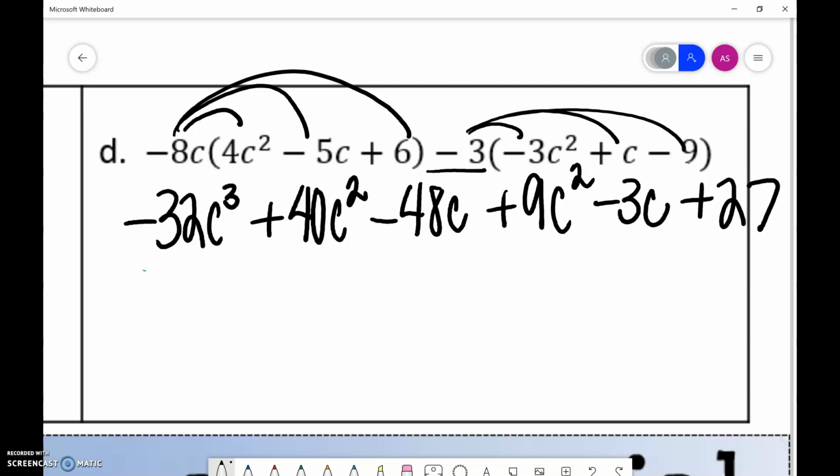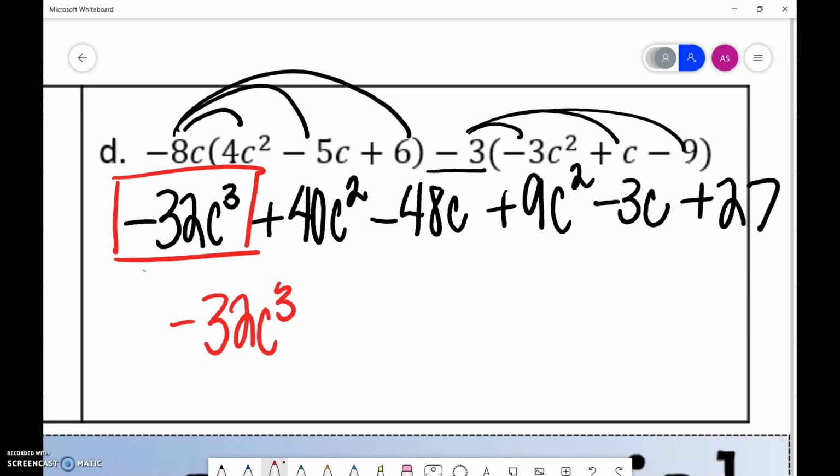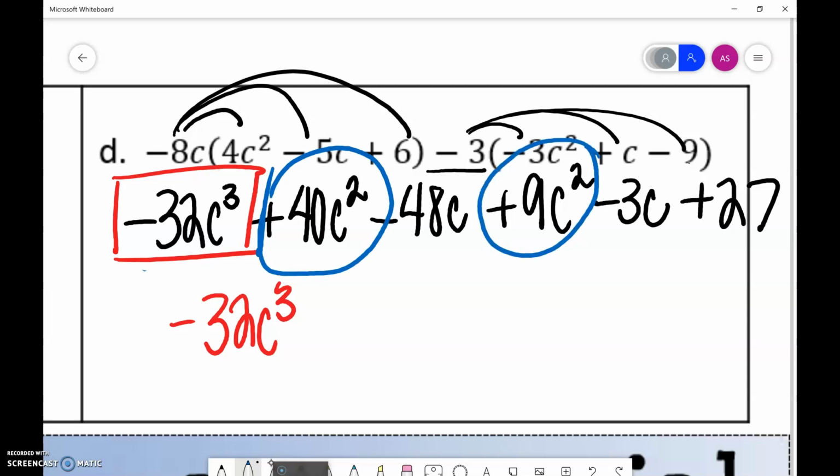All right. So from here, we have some like terms. I want to start off with my greatest exponent. That is putting it in standard form, where you put the highest exponent first all the way down to the lowest exponent. So I'm going to start off with negative 32c to the third. Then I have positive 40c squared and positive 9c squared. That's going to give me positive 49c squared. Remember, we do not change those exponents.